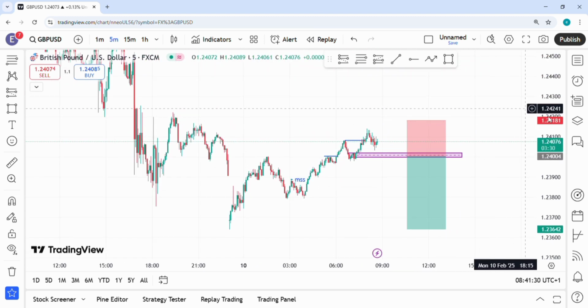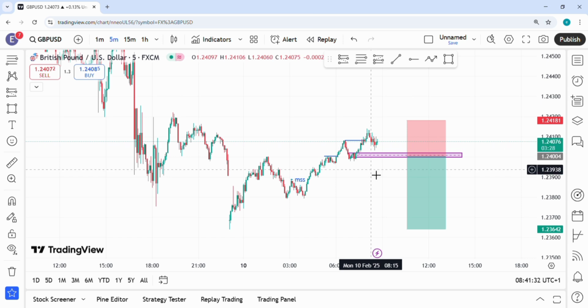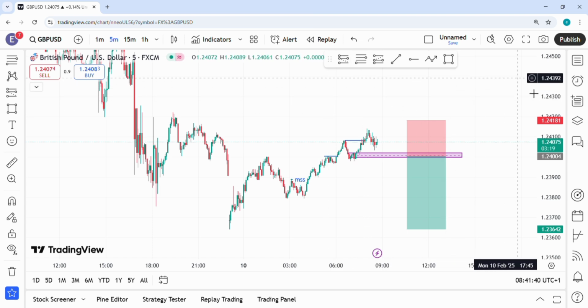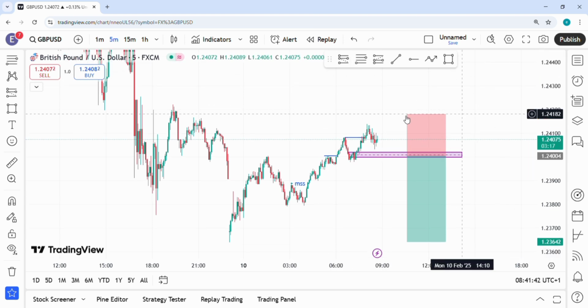So let's hope price might not even break down this particular low. Price might continue pushing to the upside, but once it's tired of going to the upside and it formed a mitigation or a breaker block, then I'll be forced to enter this market.